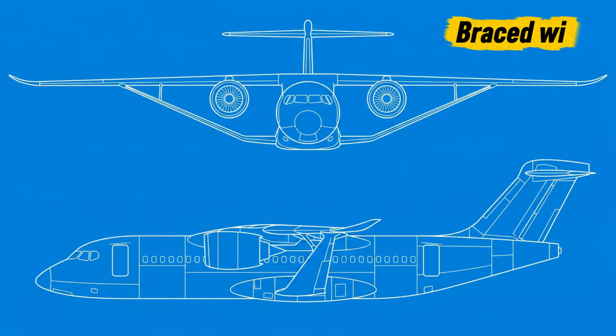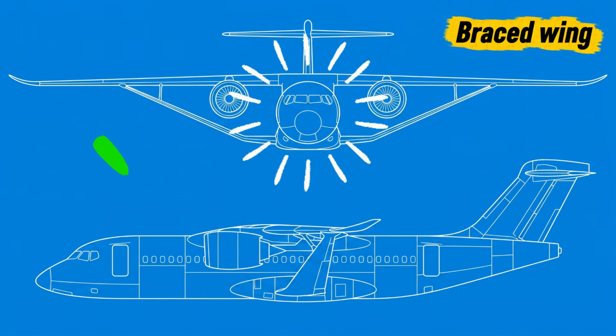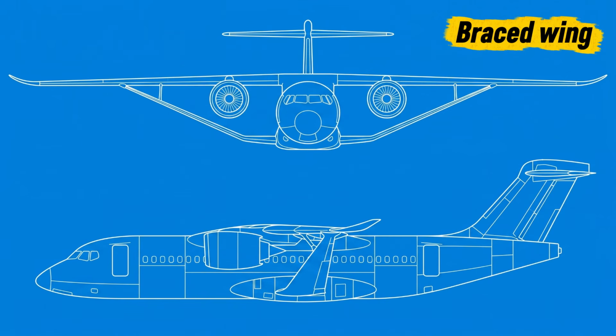The braced wing uses struts, wires, or other external members to support the wing and transfer aerodynamic loads into the airframe. This can make the wing lighter and structurally efficient, especially at low speeds, but the external supports disturb airflow and create additional drag, which becomes increasingly costly as speed rises.